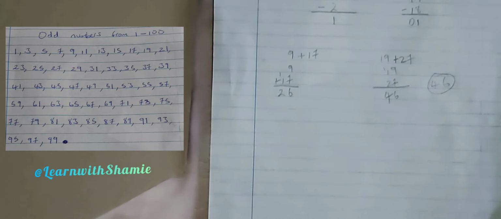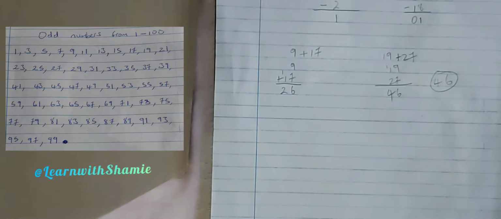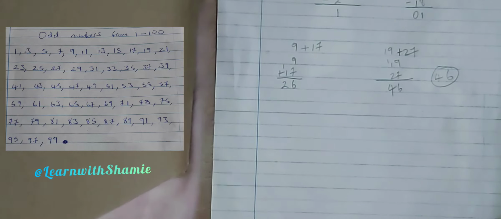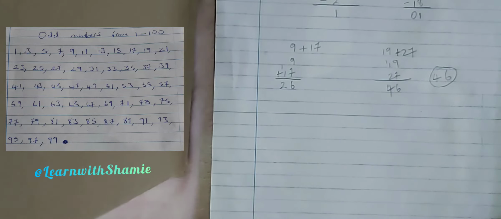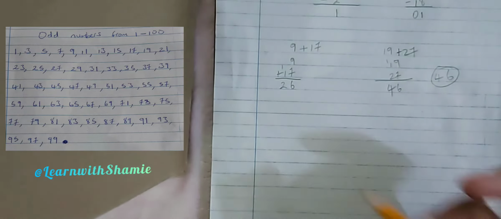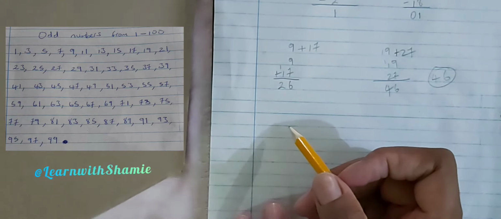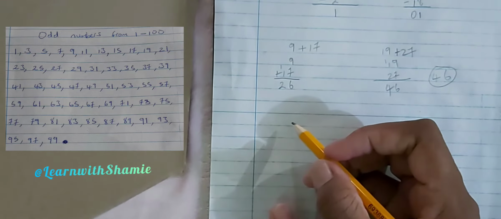So the next thing about odd numbers is that the product of two or more odd numbers is always odd. The product of two or more odd numbers is always odd. When we talk about product, we are referring to multiplication.